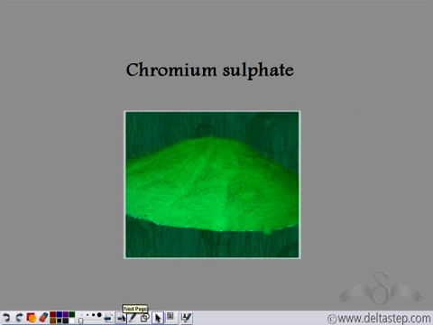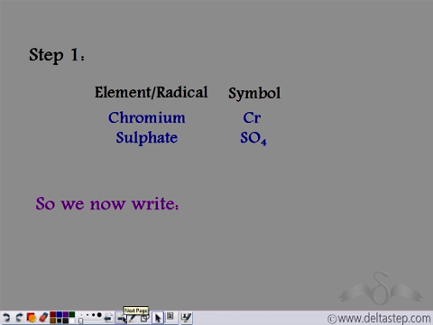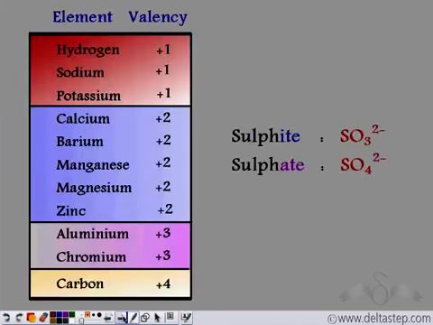Now we have this green colored compound, chromium sulfate. How do we write the formula of this compound? Let's see. So we have seen this method of naming the compound. Let's go step by step. The first step says, write the name of the element and the radicals. So in this case, our element is chromium and we have the radical sulfate. So we write them next to each other. Now we check their valencies. So we have chromium, which has +3 valency, and sulfate, which has -2 valency.